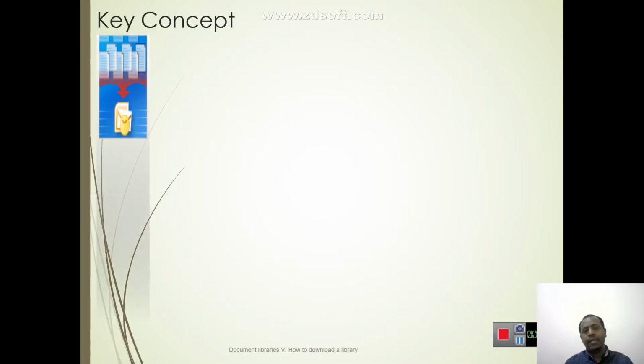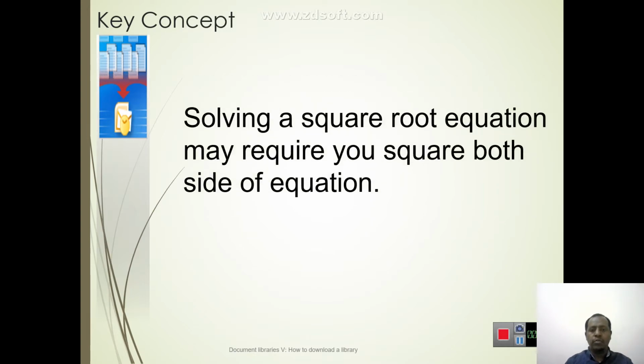The key concept is about how we are going to solve a square root equation. In order to solve a square root equation, you might be required to square both sides of the equation. The reason why we square both sides of the equation is to eliminate the square root so that we can easily simplify the equation.